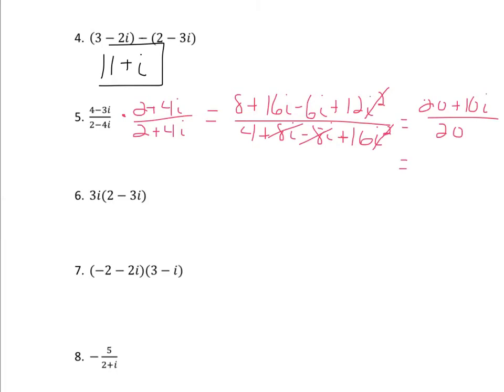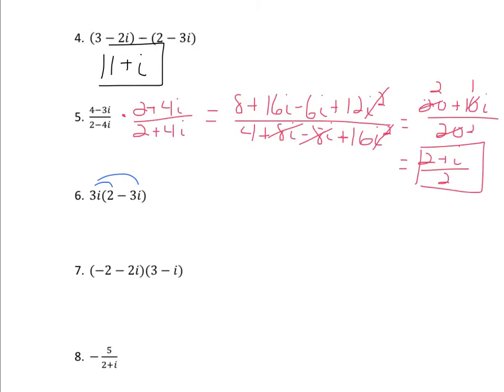Okay, so we've got 10. Basically, this is going to become 1. This is going to become 2. This is going to become 2. Okay, so 2 plus i over 2. Final answer. Number 6.